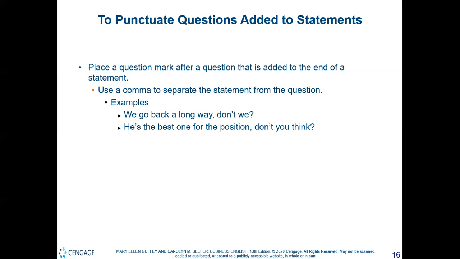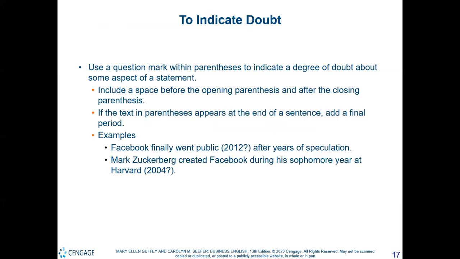We're adding question marks here to indicate doubt. Use a question mark within parentheses to indicate a degree of doubt about some aspect of a statement. Include a space before the opening parenthesis and after the closing parenthesis. If the text in parentheses appears at the end of a sentence, add a final period.